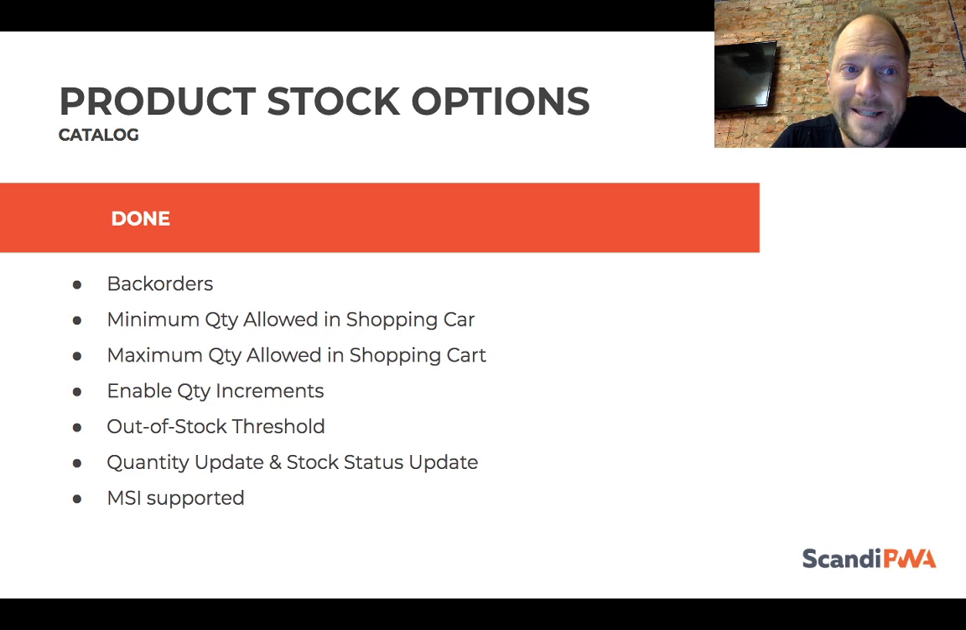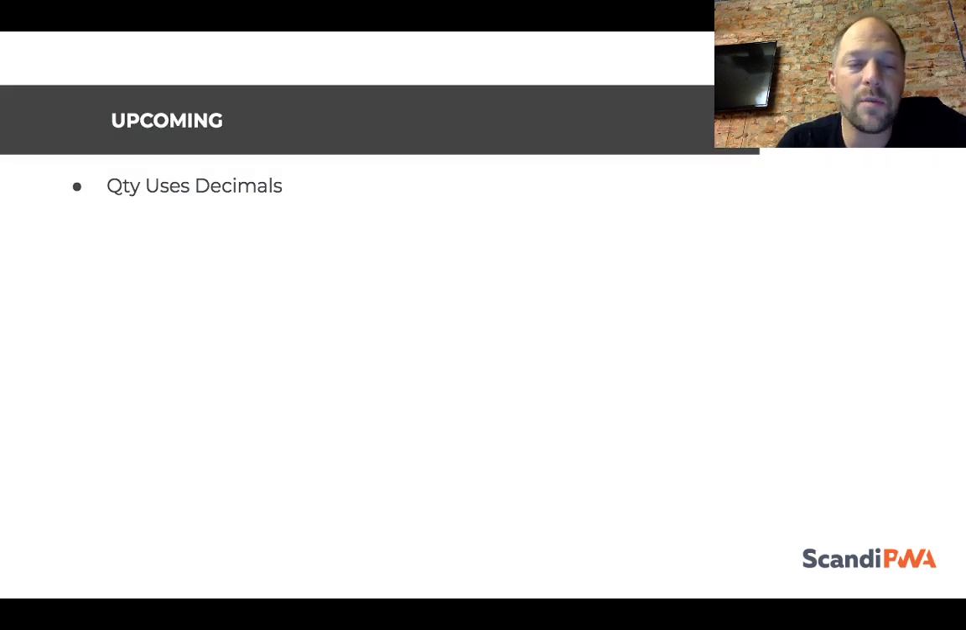Again, product stock options and catalog. Back orders, you can set them. Minimum quantity allowed in shopping cart: if you want people to buy starting from 5 pieces, you can set it, and maximum quantity as well. So maximum 10, that's it. Quantity increments: if you want people to buy 0, 5, 10, 15, and so on, it's working. Out of stock threshold, so when it's 3 pieces, then it's already out of stock. Quantity update and stock status update, naturally this works, and MSI is supported as told. Quantity uses decimals currently is not in place, can be part of the next releases.